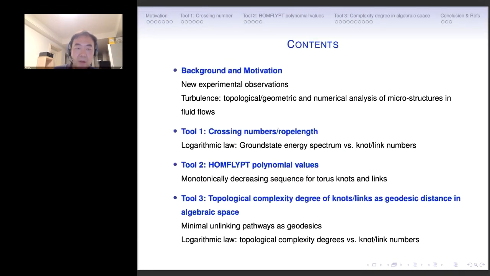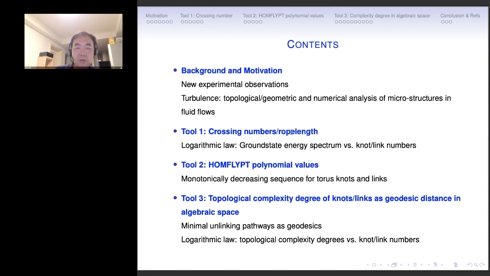This work is based on my collaboration with Renzo and my students, Xin Fei and Guan Hao. Firstly, I'd like to present my motivation for this work, as well as some background knowledge and some thinking about my research. That is, first, some experimental observations. Then I will give some of my recent thinking about turbulence, and the need in turbulence to do the same type of work. In this talk, I will focus on three tools.